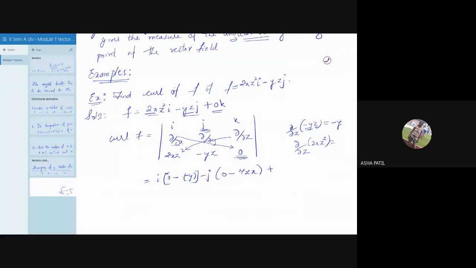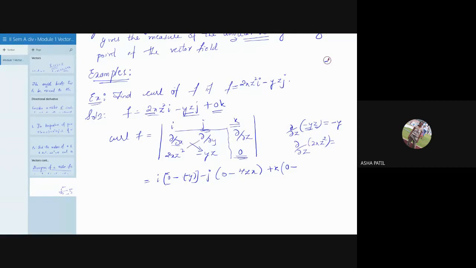Then lastly, plus k. Now the derivative of minus yz with respect to x. We have taken k here. Leave the row and the column containing it. The determinant of the remaining terms we have to take. So dou by dou x of yz minus yz, no x term. Derivative is 0.